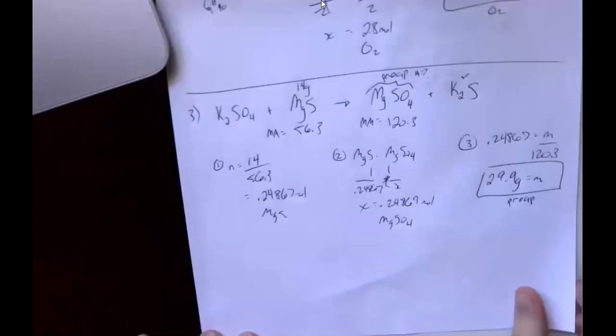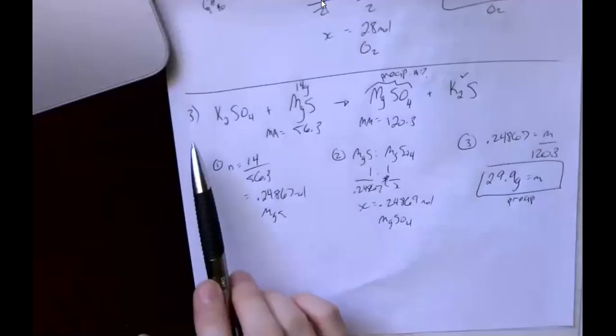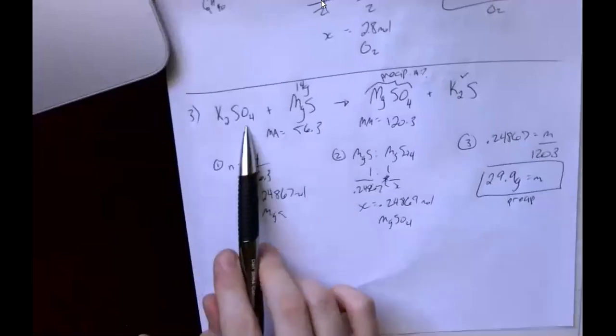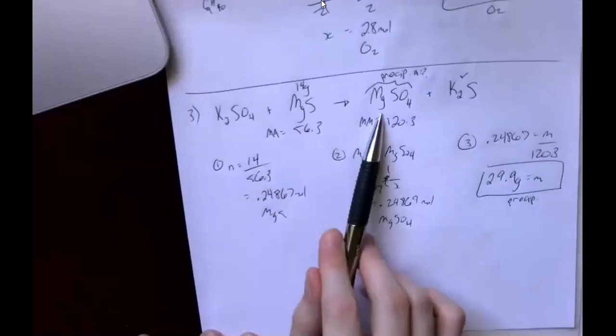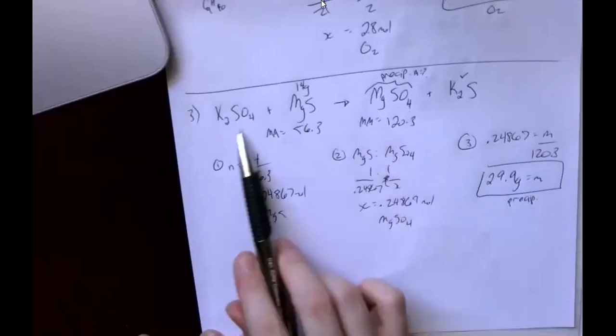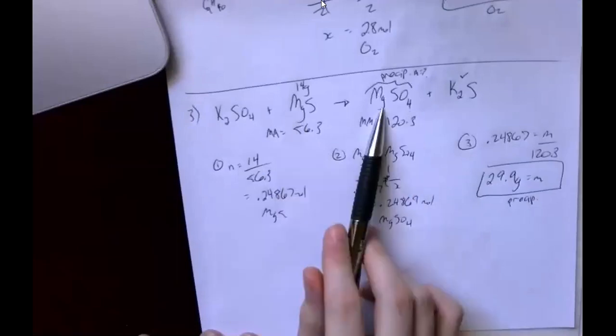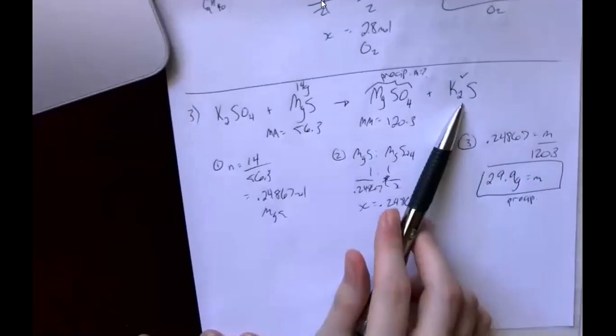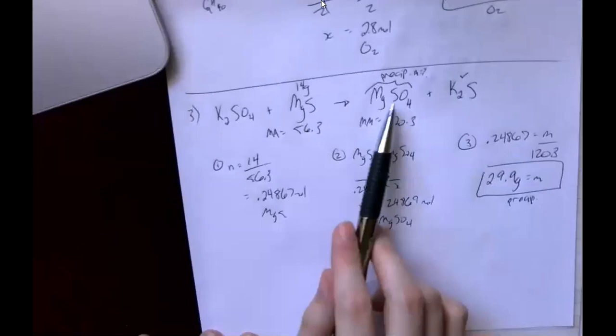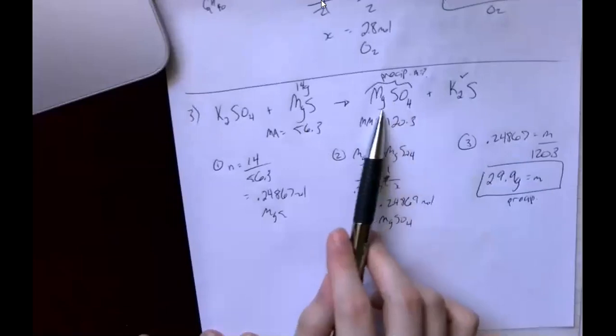For question number 3, it told us that we were reacting potassium sulfate, which is K2SO4, with 14 grams of magnesium sulfide. In a double displacement reaction, which is the only thing this could be, I would make magnesium sulfate and potassium sulfide. Then we use our solubility table to identify the precipitate, which is the magnesium sulfate.